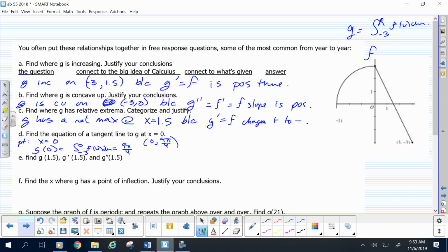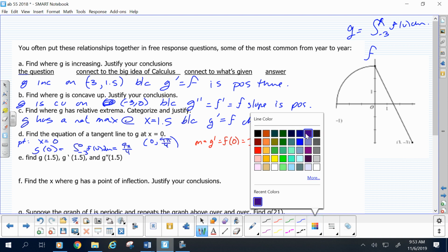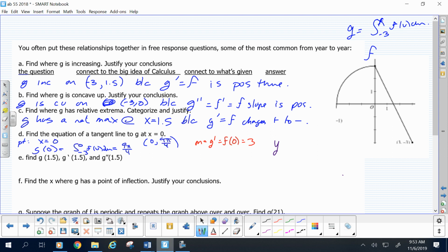Now how do we find our slope? G prime. M is G prime, which equals F at 0, which is 3. Okay, so our slope is 3. Now what do we do? Point slope. Point slope. Hit me. Y minus 9 pi over 4 equals 3x. 3x minus 0, which is 3. Cool? Okay. Find G at 1.5.